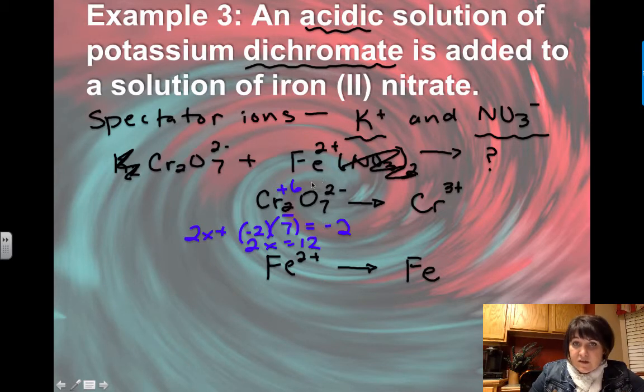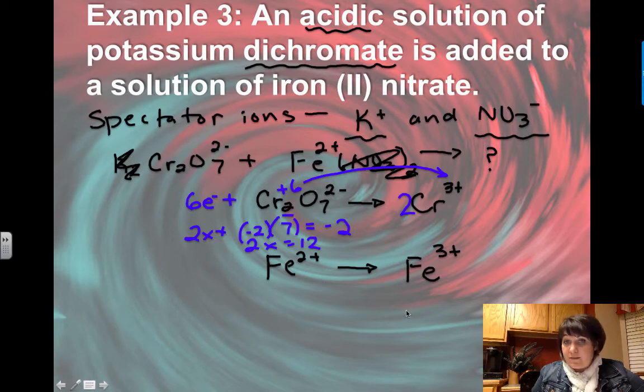Okay, well, what I see is my +6 got reduced to a +3. So I'm adding 3 electrons for each chromium. There are 2 of them, so 3 times 2 is 6 electrons overall. And that leaves me 2 chromium 3+ ions on the other side. Now that I know that chromium is being reduced, I can decide to oxidize the iron. It's got to go up because chromium went down. So I'm going to make my iron 2 become iron 3.